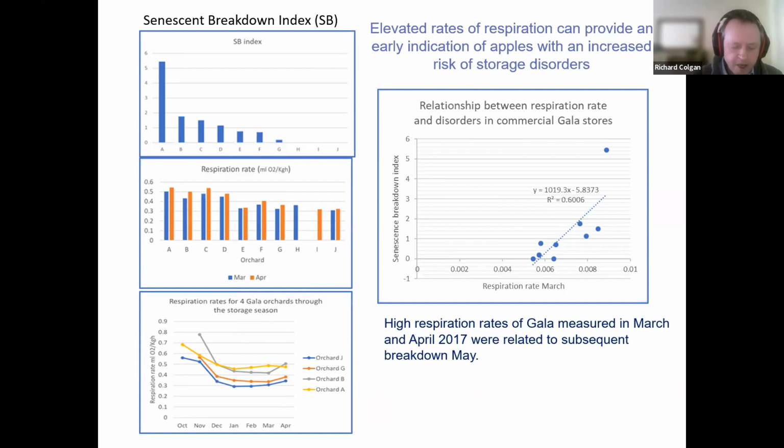And on the bottom left-hand graph, you can see a U-shaped curve of respiration rates that start off high at the beginning of storage, and then they bottom out around December, January, and then start to rise slightly in March, April, where fruits start to become slightly more senescent, I suppose. And those fruits that have a high respiration rate at that point tend to be the fruit that we need to move quicker.